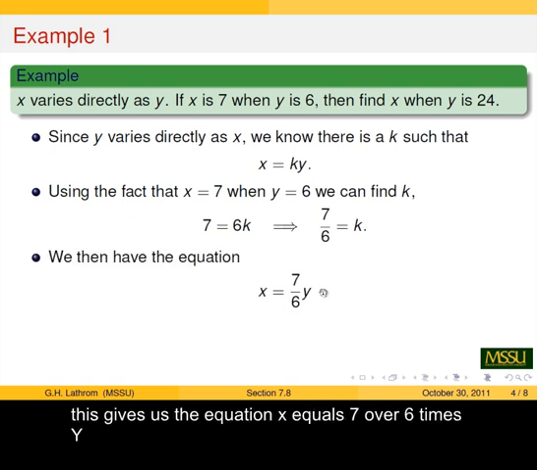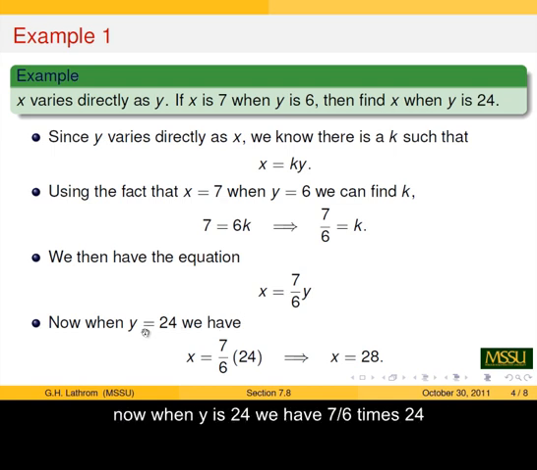This gives us the equation x is equal to 7/6 y. Now, when y is 24, we have 7/6 times 24 gives us x. This means that x is 28.